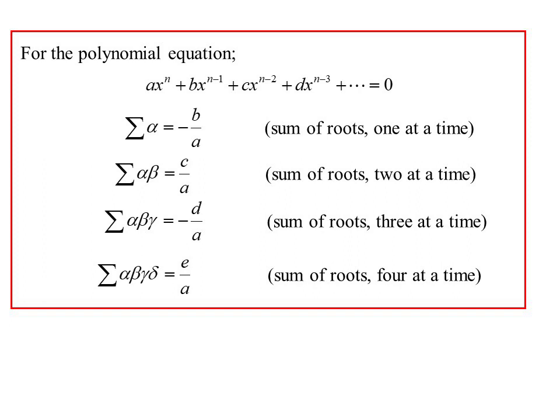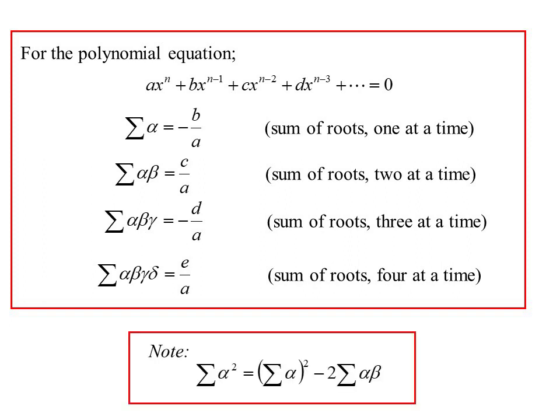That relationship we saw with the square will also hold true every time. So the sum of the roots one at a time squared will be the sum of the roots one at a time all squared minus 2 times the sum of the roots 2 at a time. And that'll be true for every polynomial, no matter what the degree is.